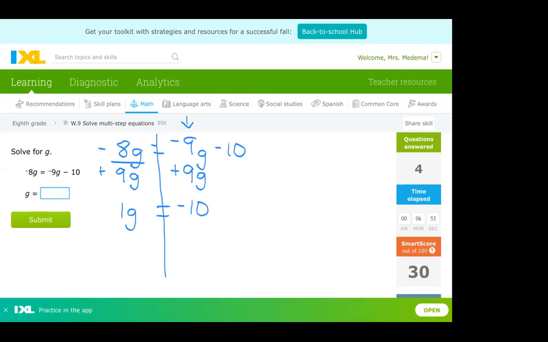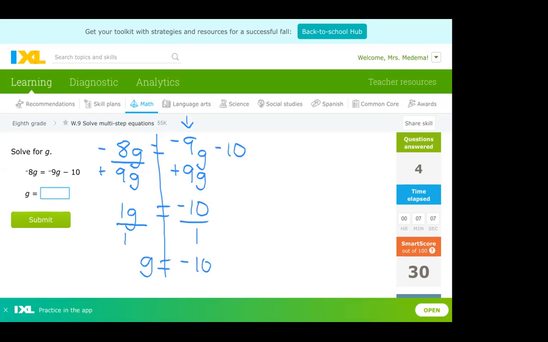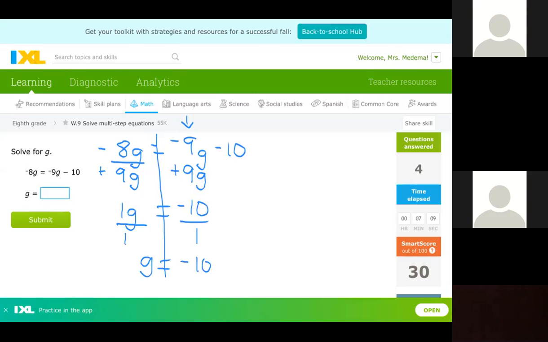Now, g and 1g are the same thing, but to show you it out, I can divide by 1 to get g without the number, and anything over 1 is itself. So there you go. It is negative 10.